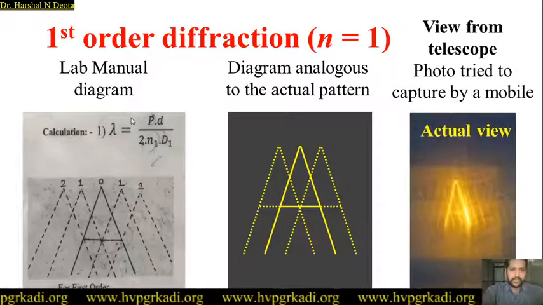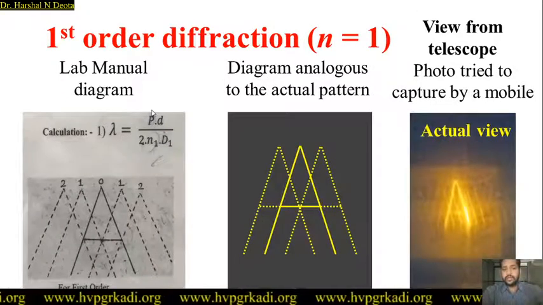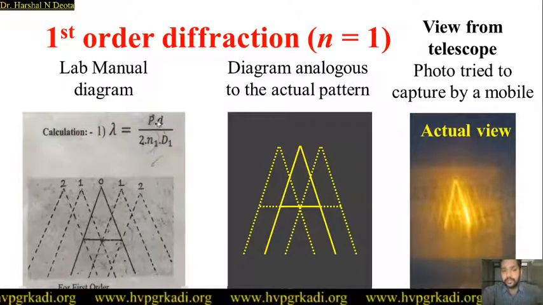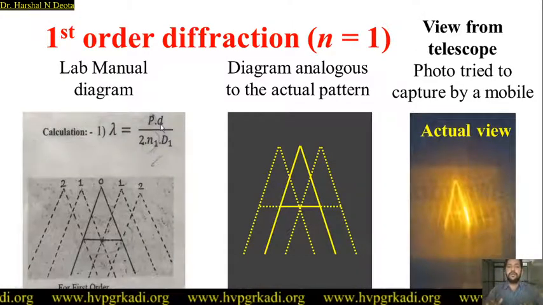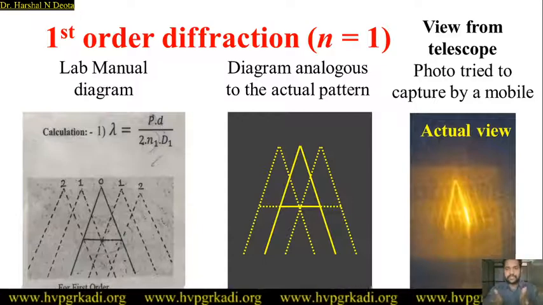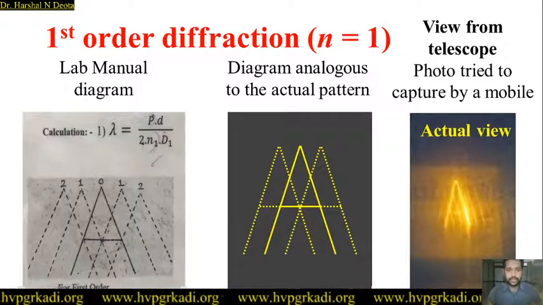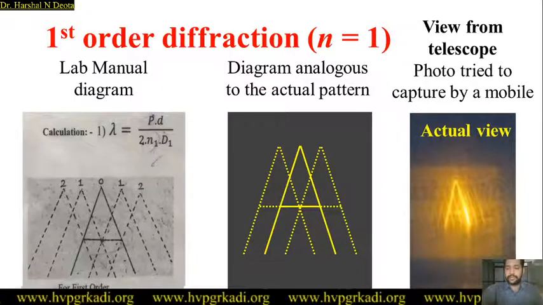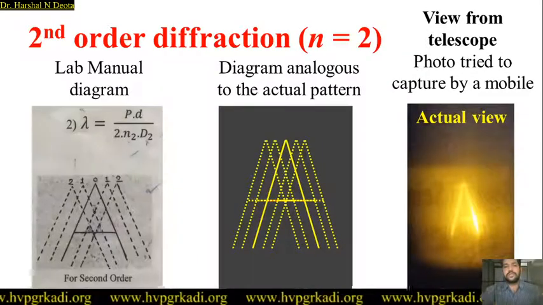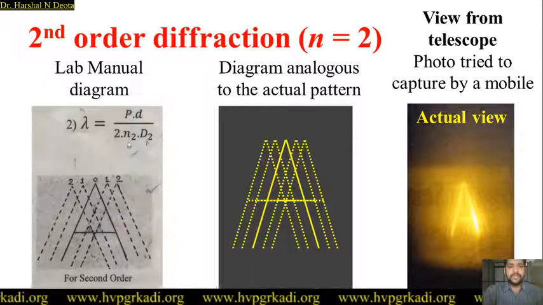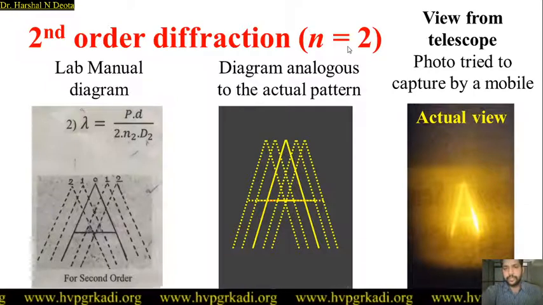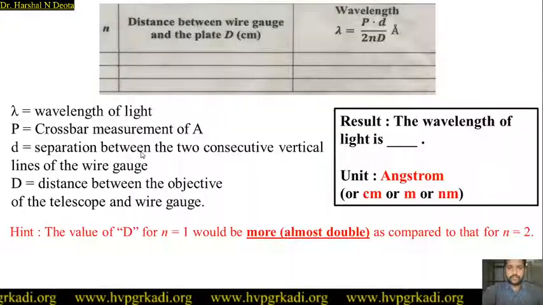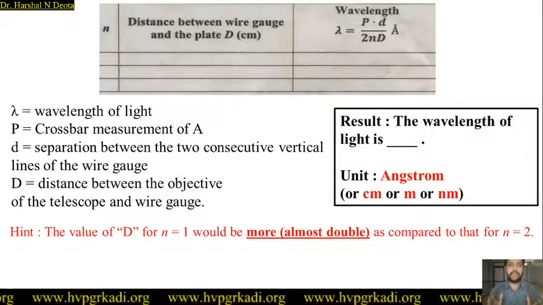For first order, we had lambda is equal to p. Remember students, p was the crossbar measurement of A. Small d was the distance of the vertical lines and the horizontal lines from the wire gauge. N1 is the order 1, d1 is the distance which you calculated. The second order also has the same formula, only the things that will change here are n2, which will be 2 here, and d2, which will be your distance here. So with these things, we can make our observation table.